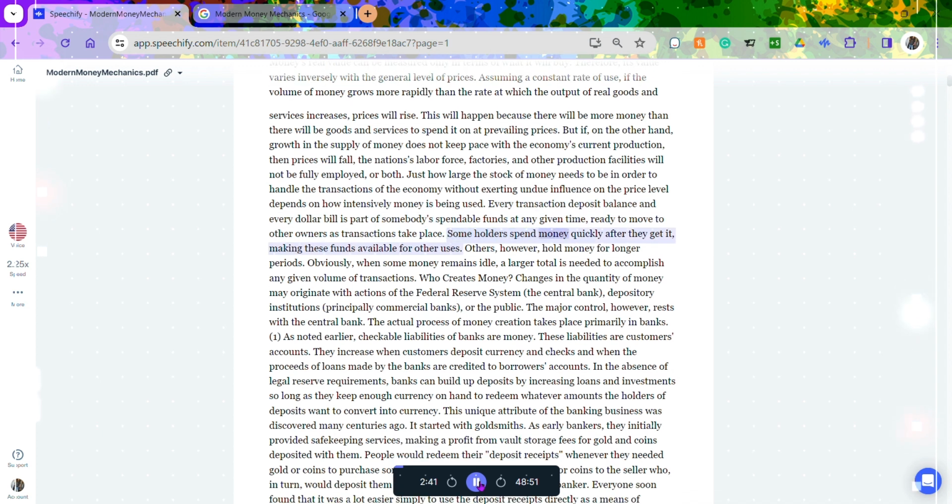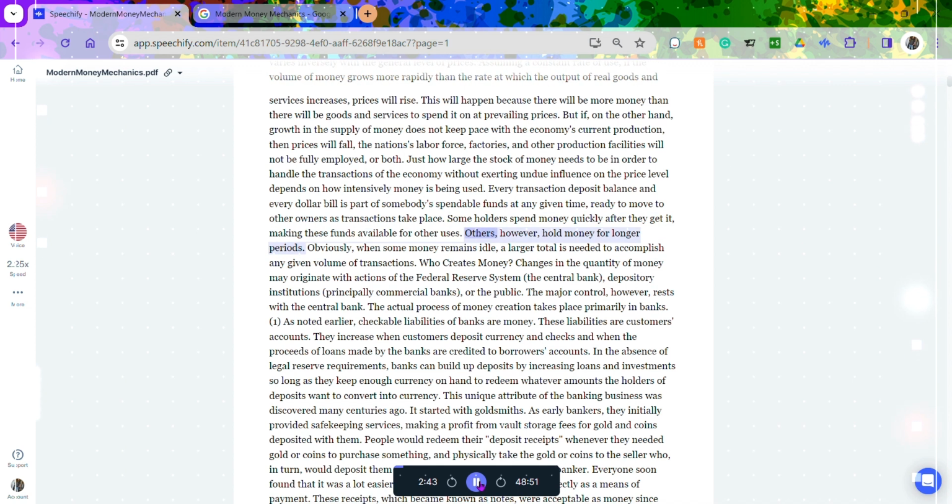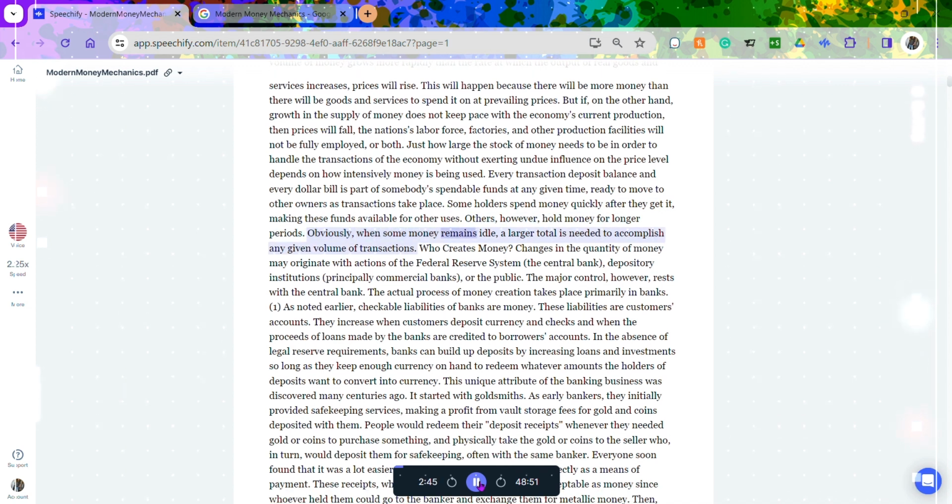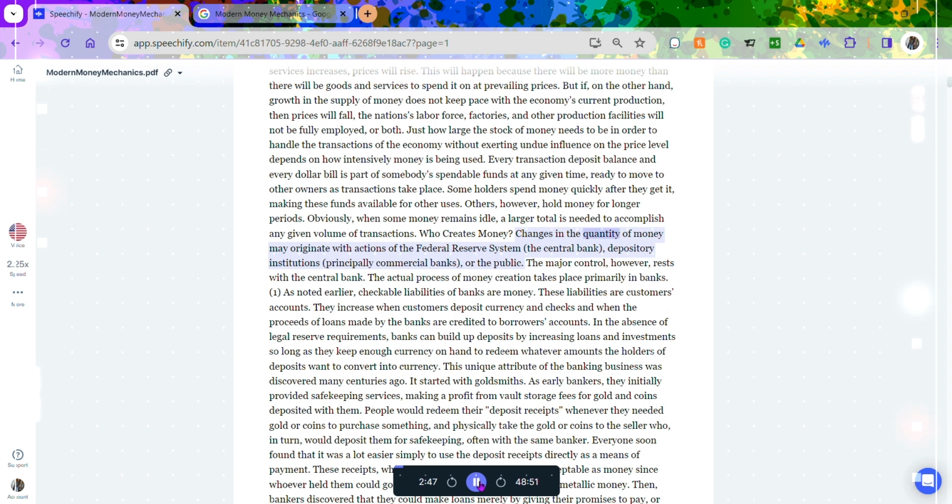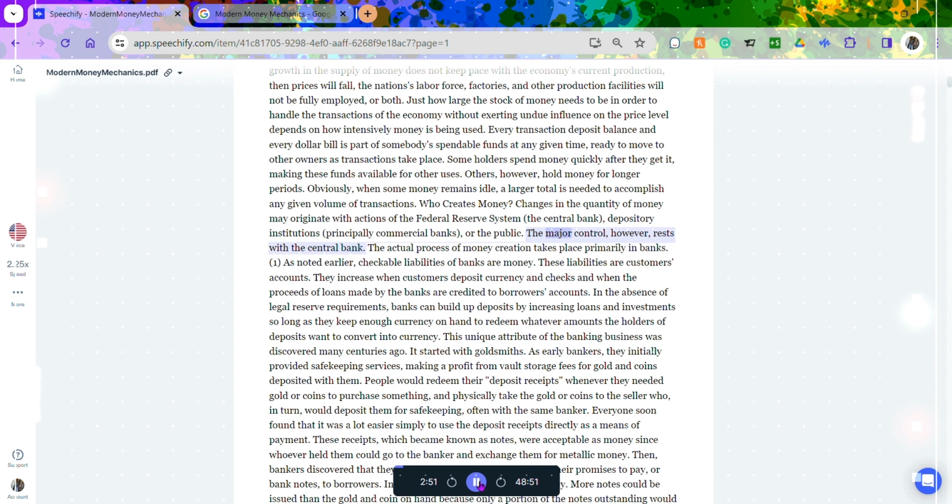Some holders spend money quickly after they get it, making these funds available for other uses. Others, however, hold money for longer periods. Obviously, when some money remains idle, a larger total is needed to accomplish any given volume of transactions. Who creates money? Changes in the quantity of money may originate with actions of the Federal Reserve System, the central bank, depository institutions, principally commercial banks, or the public. The major control, however, rests with the central bank.